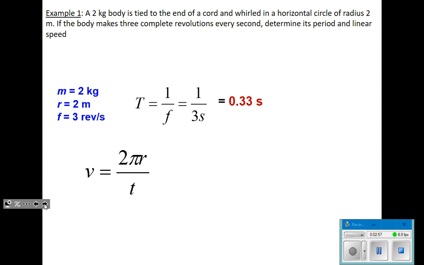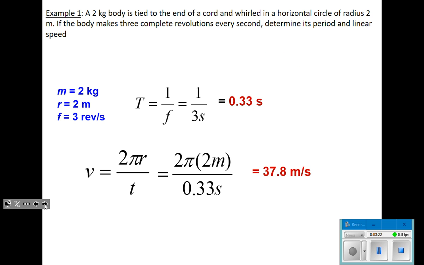Then to find the linear speed, we could do 2 pi r divided by, and that really should be a capital T, but it's the same concept of the period. So we could do 2 pi r over T, or we could do 2 pi r f. We could get the same answer. So we could do 2 times pi times 2 meters divided by 0.33 seconds, unrounded and brought down, which would give us 37.8 meters per second.